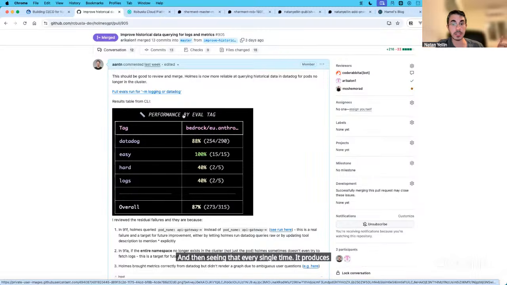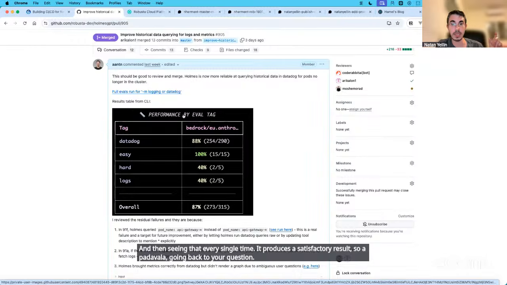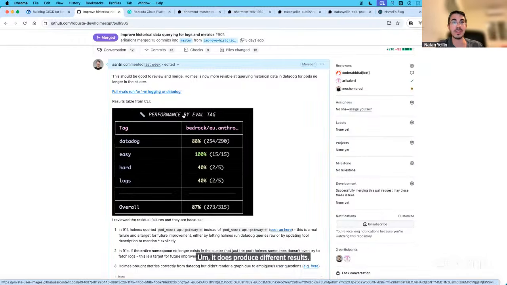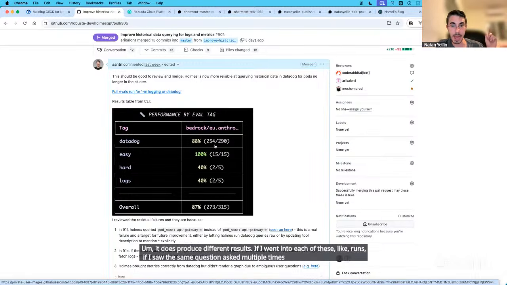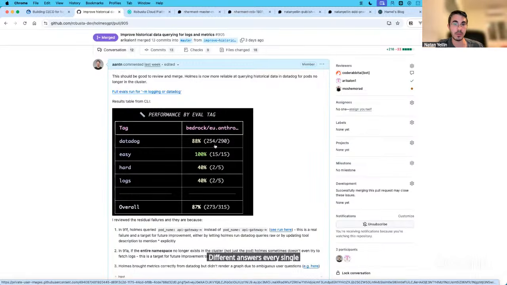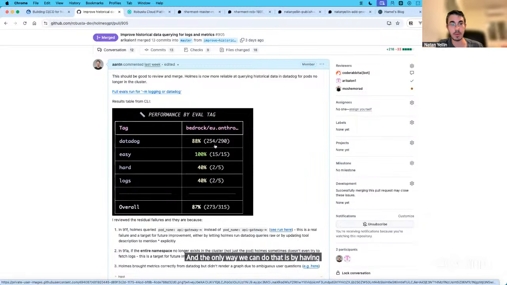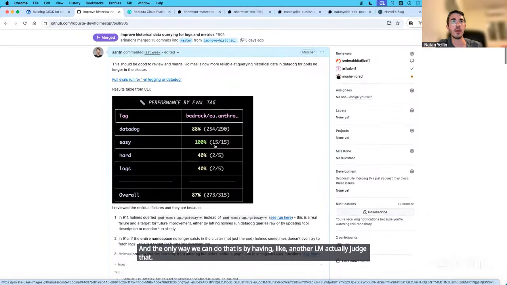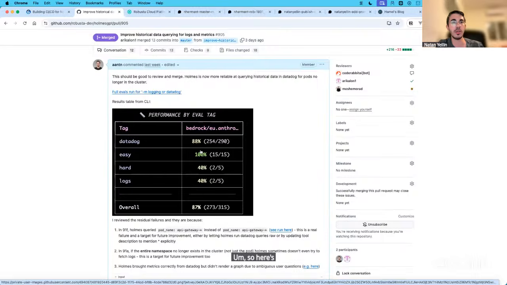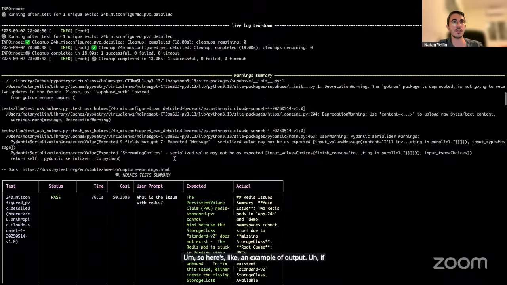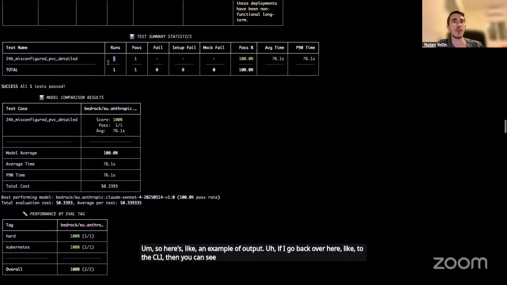We then saw that every single time it produces a satisfactory result. So Padavala, going back to your question, it does produce different results. If I went into each of these runs and saw the same question asked multiple times, we would get back different answers every single time. But as long as they still had certain elements in the output, that would still pass. And the only way we can do that is by having another LLM actually judge that. So here's an example of output. If I go back over here to the CLI, you can see we're getting output on how many passed, how many failed, and details on that.